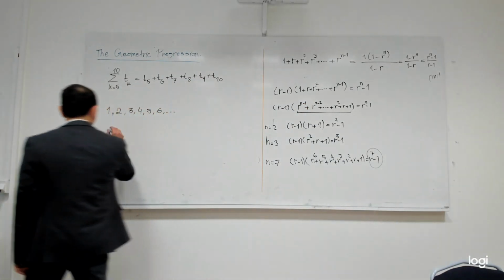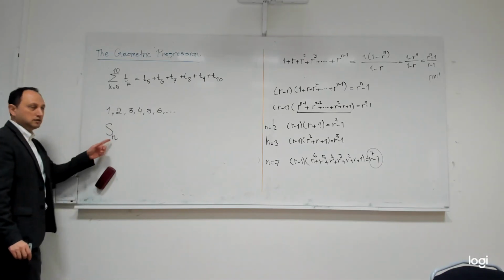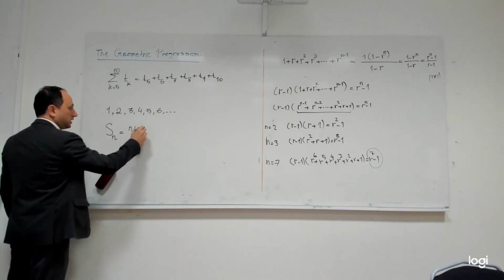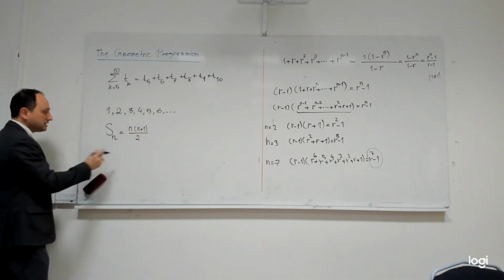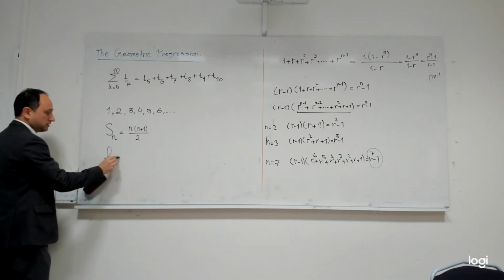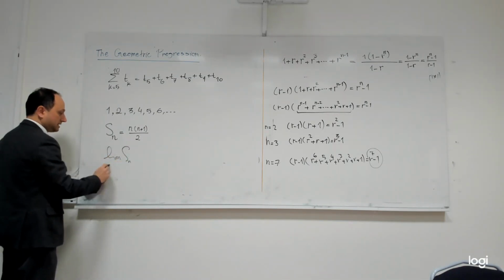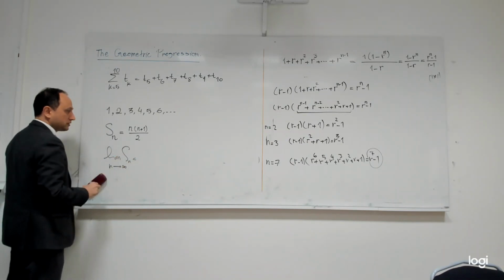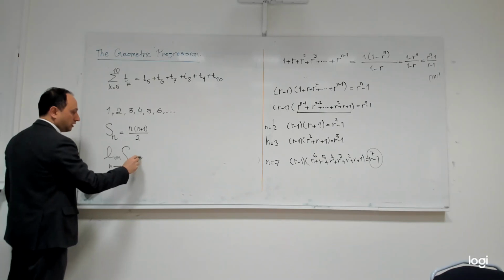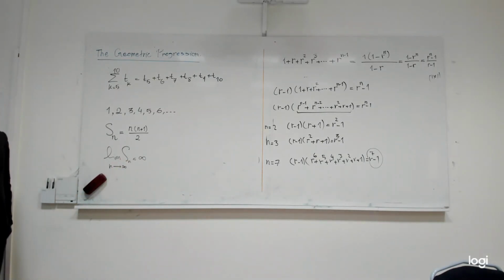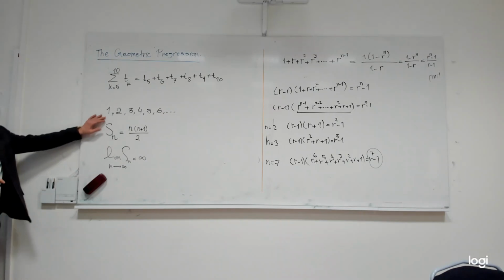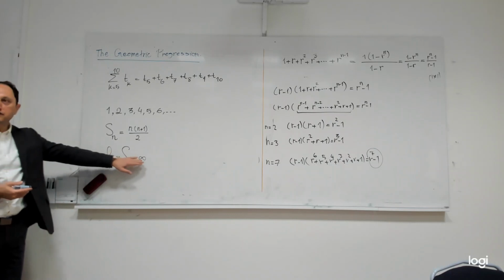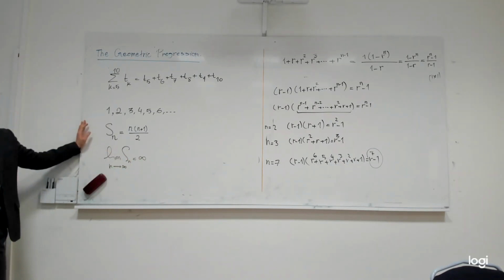So if I add these numbers, by the way, what is the formula Sn for this sum up to the nth term? It becomes n times n plus 1 divided by 2. This is a very famous formula. And it is clear that if I take the limit of Sn and send n to infinity, make n very large, it becomes very large. In arithmetic progressions, this is always the case. Either it becomes positive infinity or negative infinity. Why is that?